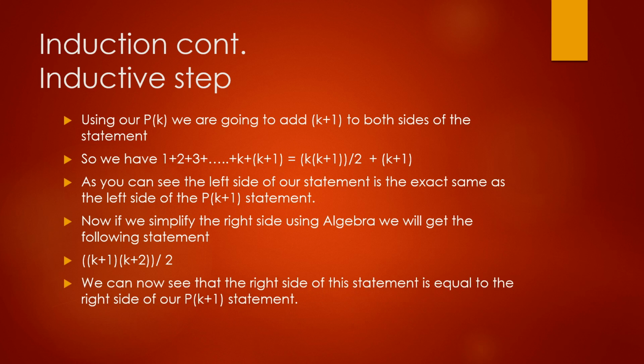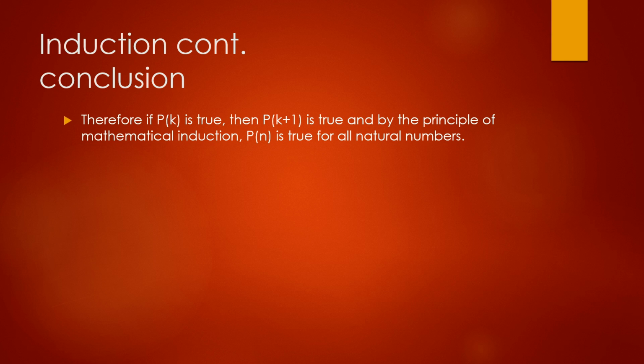We can now see that the right side of this statement is equal to the right side of our p of k plus 1 statement. Therefore, if p of k is true, then p of k plus 1 is true, and by the principle of mathematical induction, p of n is true for all natural numbers.